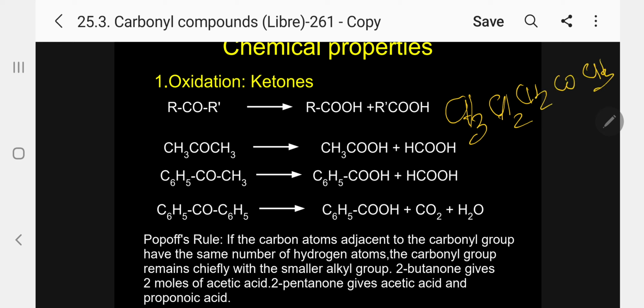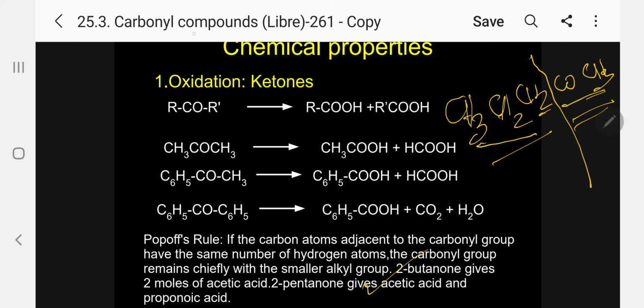Kindly follow. Suppose in this case 2-pentanone, so as usual this is CH2, this is CH3. So the bond break is here, the CO will go to the smaller number of alkyl groups, so that you will get propionic acid and acetic acid. 3 carbon atom propionic acid, 2 carbon atom acetic acid, a mixture of 2 acids. Please follow. This is the way we can identify.